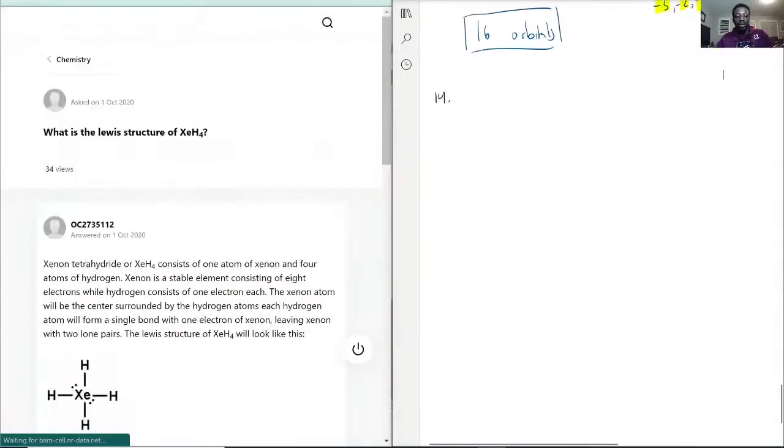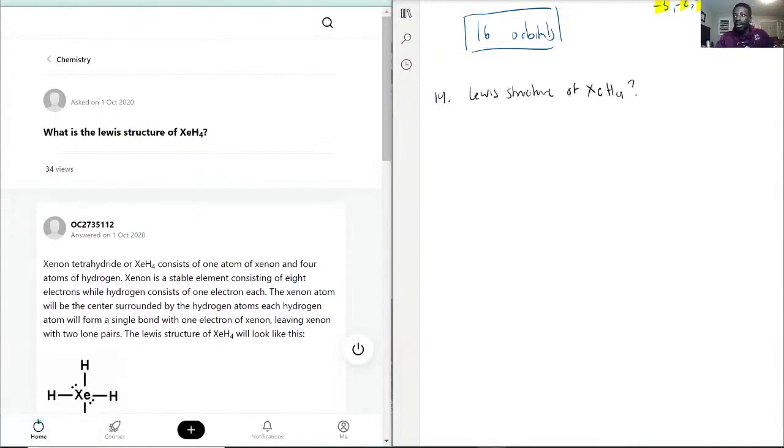So we have, what is the Lewis structure of XeH4? Okay, so for this, we just have to break it down in regards to how many electrons it has. So let's start now with hydrogen.